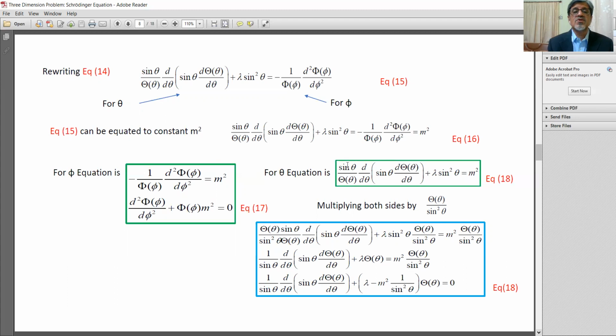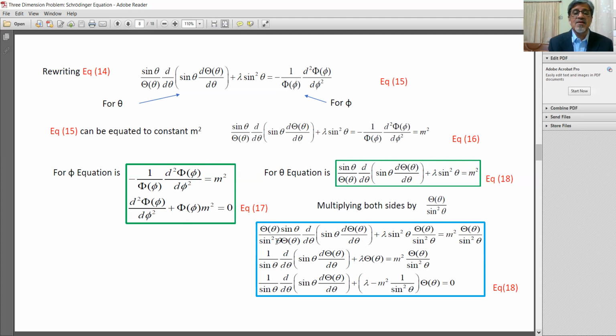So concentrating on the left hand side part: sine theta divided by theta function theta, just repeating equation number 16, but in terms of equating it to m square. So this is an equation only for theta. Now we do a little more processing, multiplying both the sides by theta function theta divided by sine square theta.